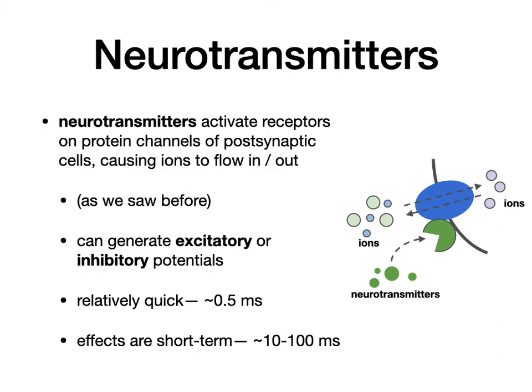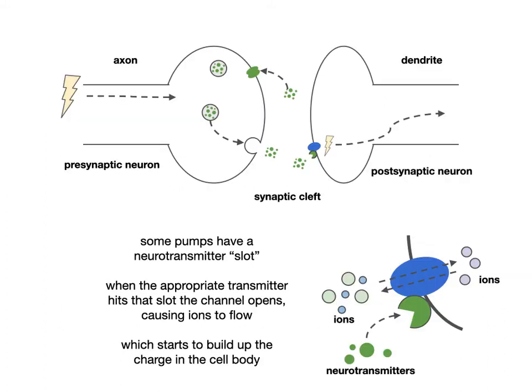So just to re-illustrate this all on one slide, we have this whole scenario of the axon ends, the bubbles, the vesicles spit out the neurotransmitter, and they are caught by the next one. So the idea behind this is that some pumps on the surface, on the membrane of neurons, have this neurotransmitter slot, right? And when the right transmitter hits that slot, the channel will open, causing ions to flow. This slot will be sensitive to different kinds of neurotransmitters. So different cells can have things that are sensitive to different kinds. And we'll talk about what those are soon.